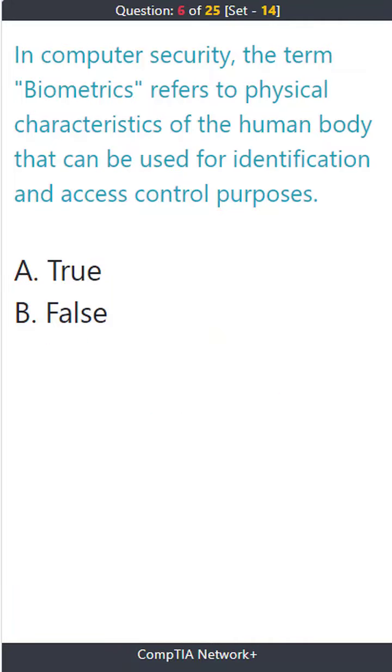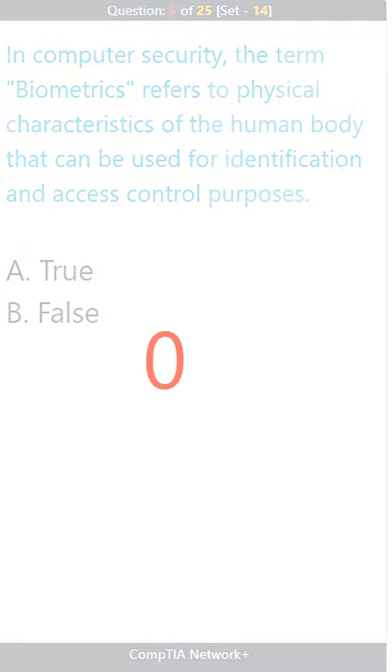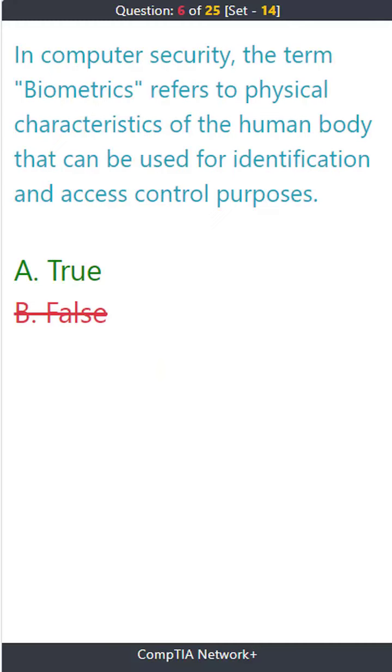Question 6. In computer security, the term biometrics refers to physical characteristics of the human body that can be used for identification and access control purposes. A. True. B. False. The correct answer is A, True.